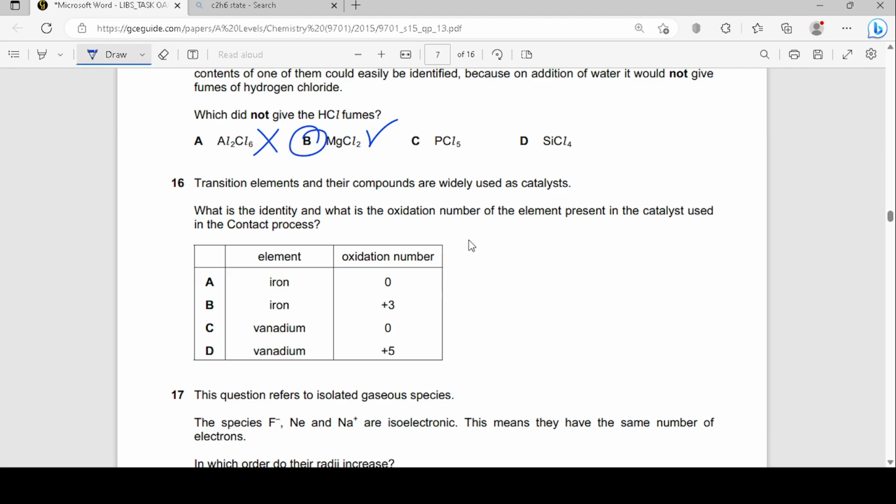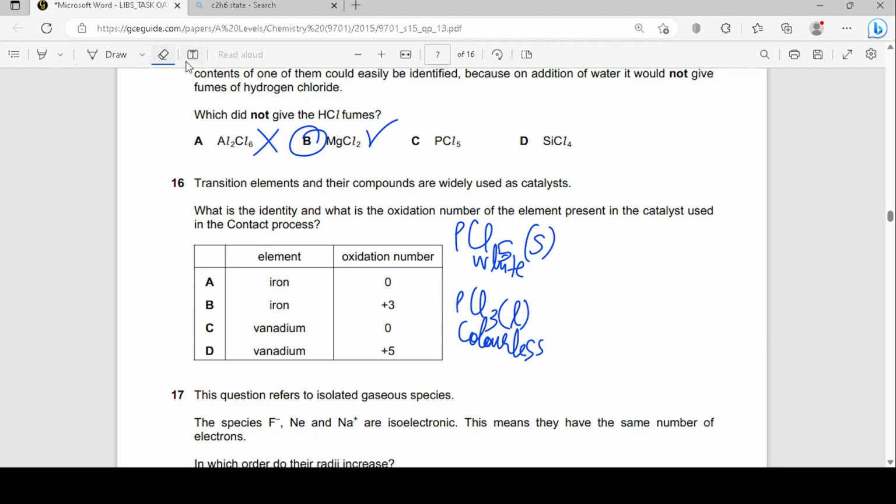Now, if you look at PCl5, PCl5 is an acidic chloride, and it's a white solid. If you look at PCl3, that's a liquid. PCl5 is a white solid, whereas PCl3 is a colorless liquid. Okay, so just differentiate between these two.